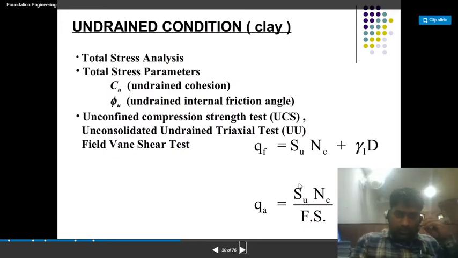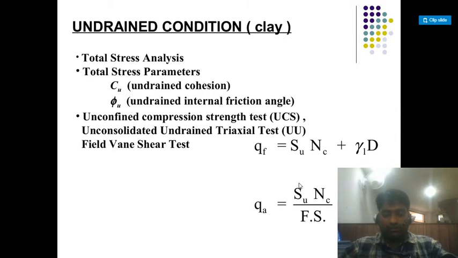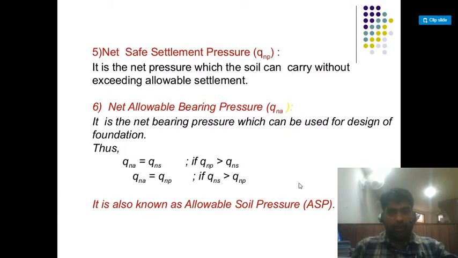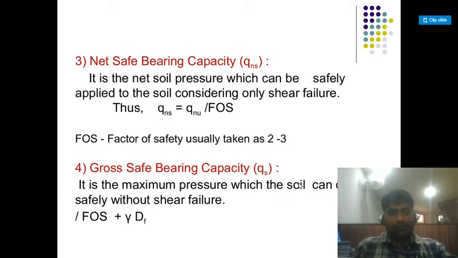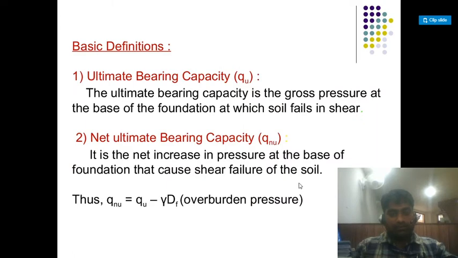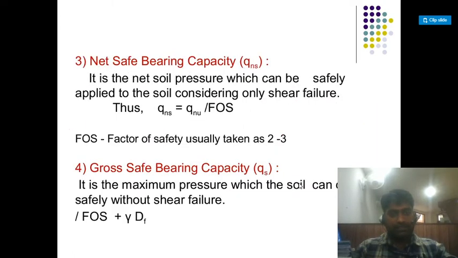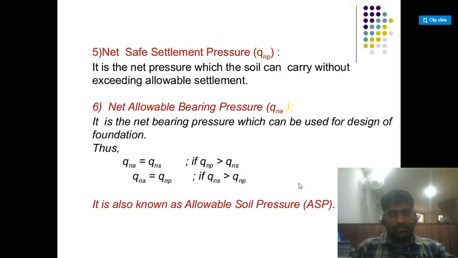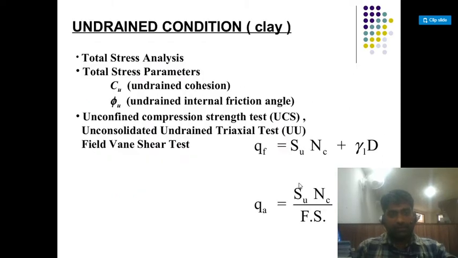So students, resuming my lecture. Previously I was talking about the basic definitions: ultimate bearing capacity, net ultimate bearing capacity, net safe bearing capacity, gross bearing capacity, net safe settlement pressure, and net allowable bearing pressure. So how do these formulas change in case of undrained conditions?